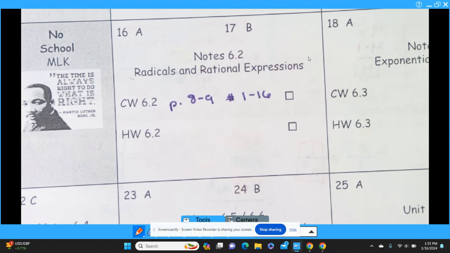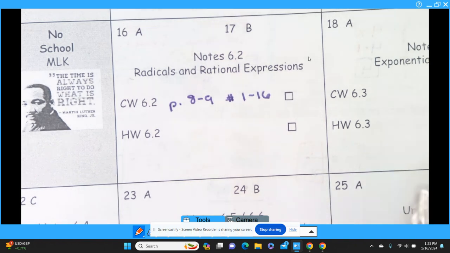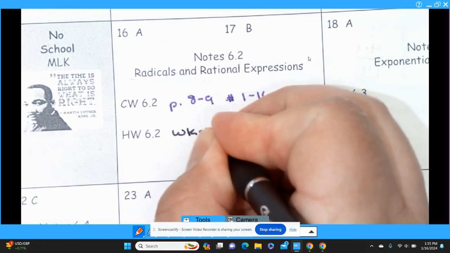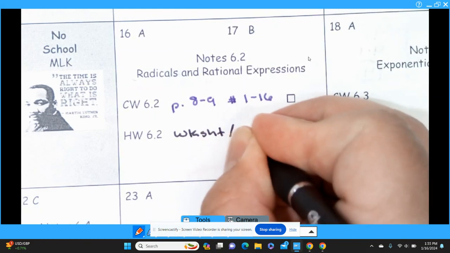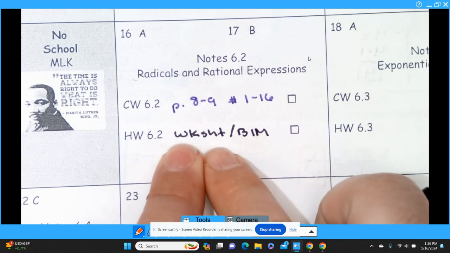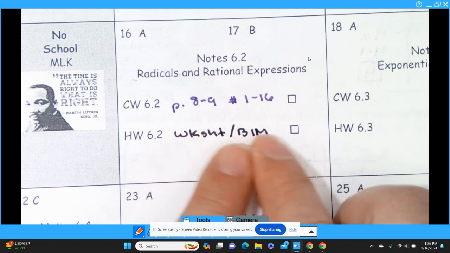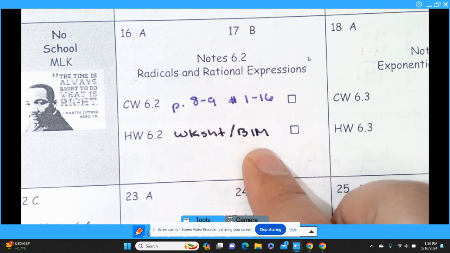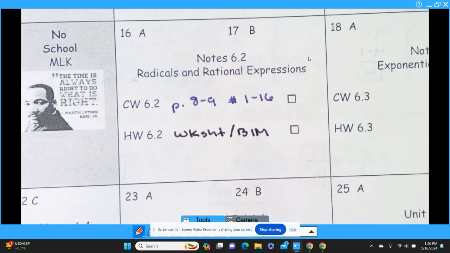The second assignment for today is the one that you will be getting later. This right here is going to be a worksheet on BIM. So for Big Ideas Math, remember, you're going to work out the problems on your paper. You're going to check your answers on BIM and submit on BIM. So that's today's 2 assignments that you're going to be working on.